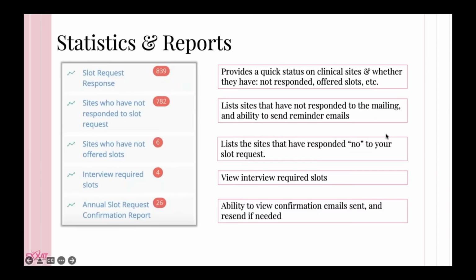And just kind of going over what each of these things does. So the slot request response gives you a quick status on the clinical sites and whether or not they have responded, offered slots or no slots offered or call later. So you'll see a response for that. Sites who have not responded to the slot request is going to give you a list of sites that have not responded to the mailing. And then you'll be able to also send them reminder emails through this menu item.